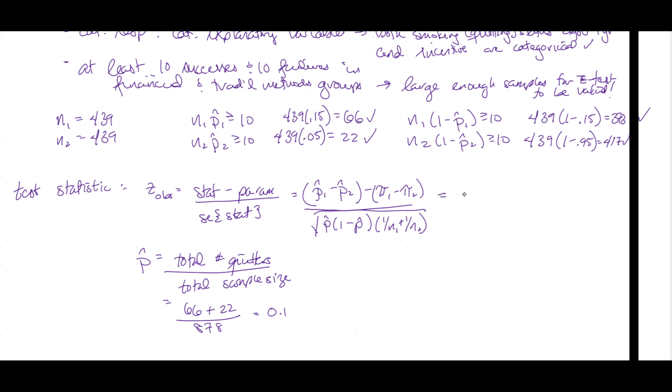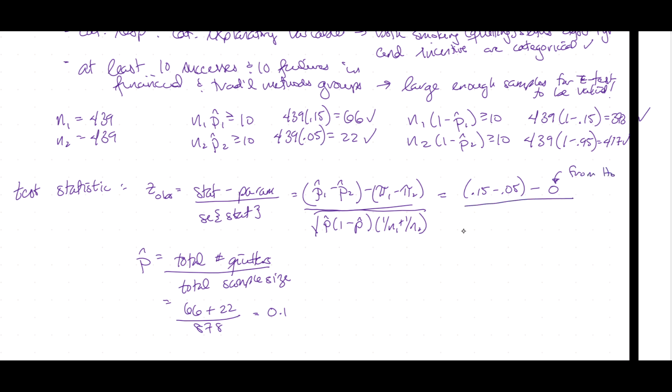P1 hat minus P2 hat is the difference in my sample proportions, so that is 0.15 minus 0.05. 15% of the people in the financial rewards quit, 5% of the people without a financial reward quit. The hypothesized difference is 0. So this comes from H0 as always.